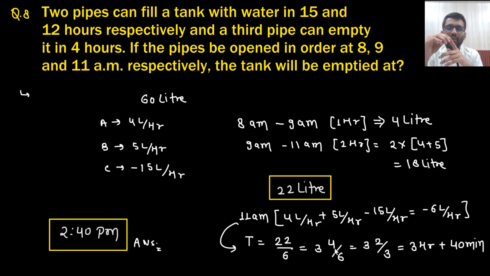If the pipes are opened in order, respectively, yes. So at 11 a.m. all three are opened. So 6 liters per hour is getting out now. What does that mean? In 3 hours and 40 minutes it would be empty. So after 11 a.m., 3 hours plus 40 minutes. That is the answer. So 3 hours 40 minutes means 2:40. So at 2:40 p.m. the tank will be emptied.